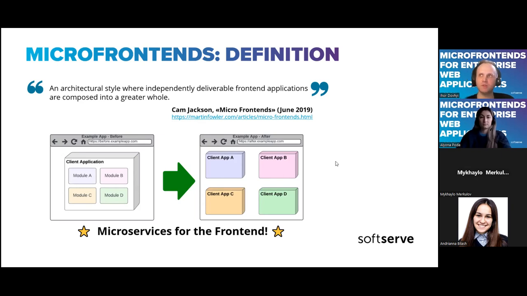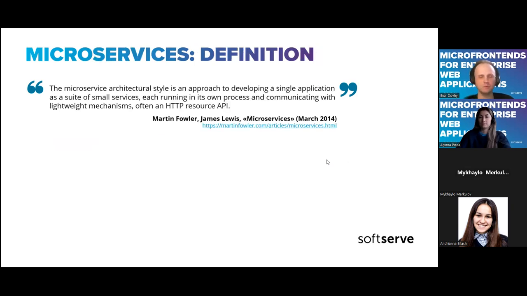So what it means to us is that to understand what microfrontends are, we need to understand, or at least recap, what microservices are. So once again, let's start with a definition. This is another definition from Martin Fowler's site, and this time it's written by the man himself. The microservices architectural style is an approach where we develop a single application as a suite of small services. Each of those small services runs in its own process, and microservices communicate between each other and with their clients with some lightweight mechanism. Often, this is an HTTP resource API.